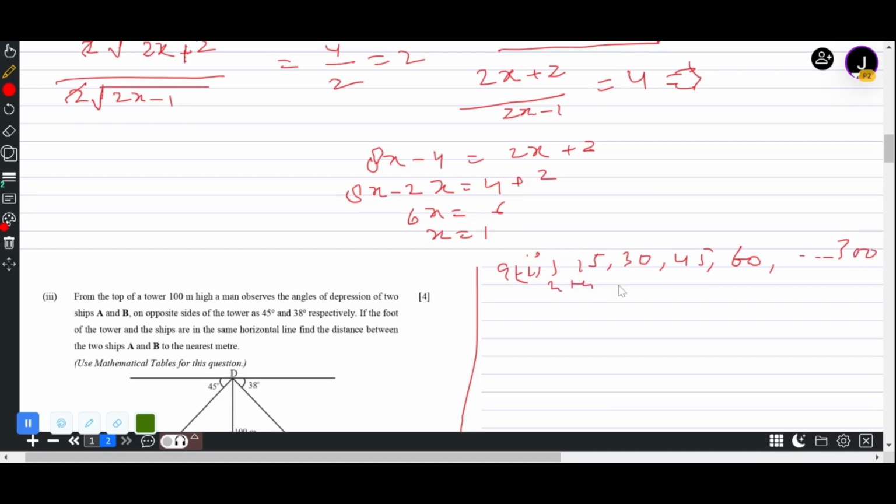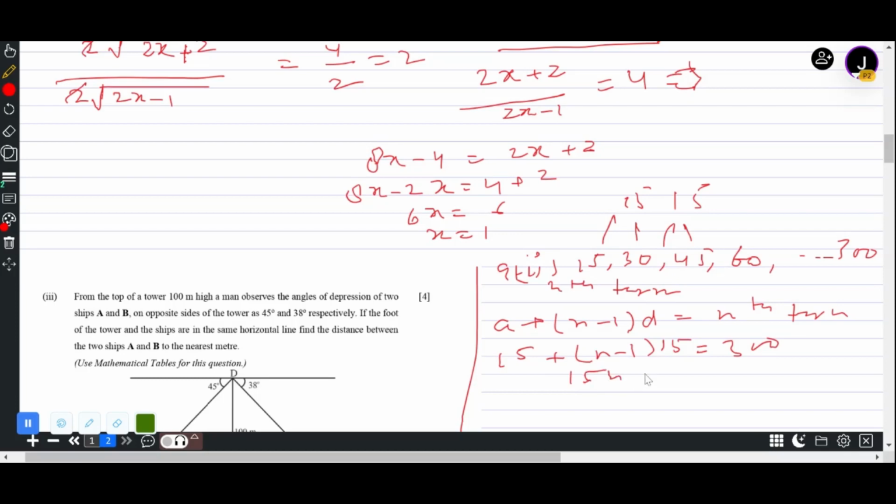Okay. Now next one. The next one is: the nth term of the AP 15, 30, 45, 60 is 300. Part 2, question number 9. Find the sum of all the terms of the AP 15, 30, 45, 60. Okay. Oh, I don't have space here. So what I'll do is I'll do this sum here. Okay. So we are doing 9th part 2.